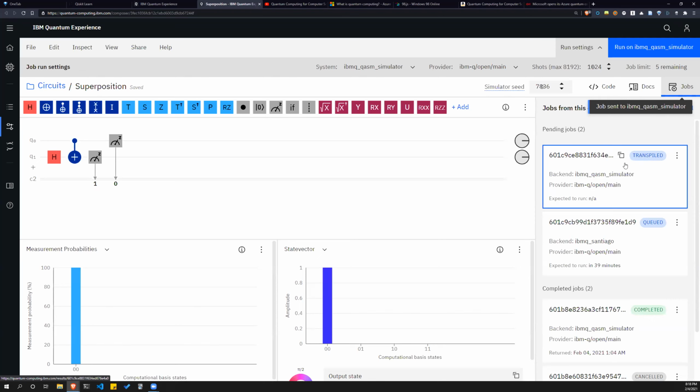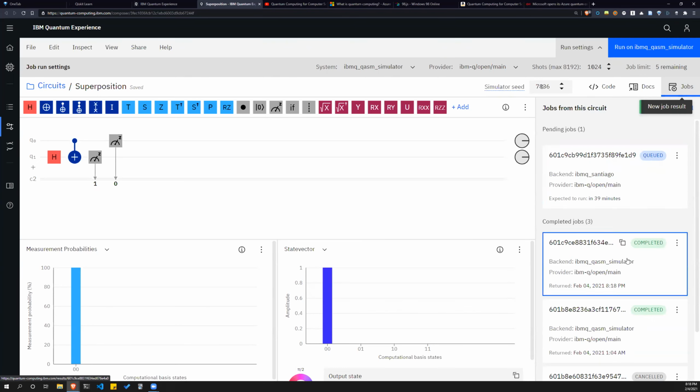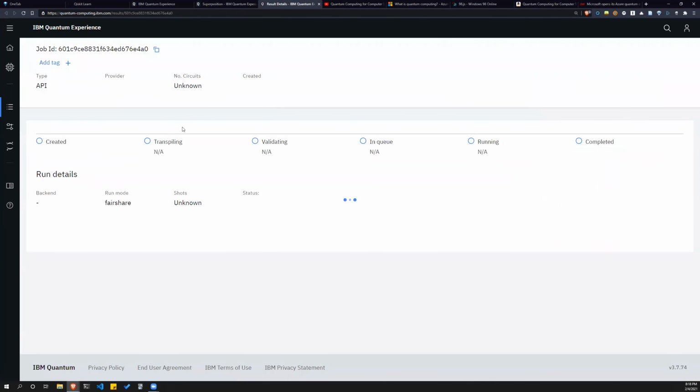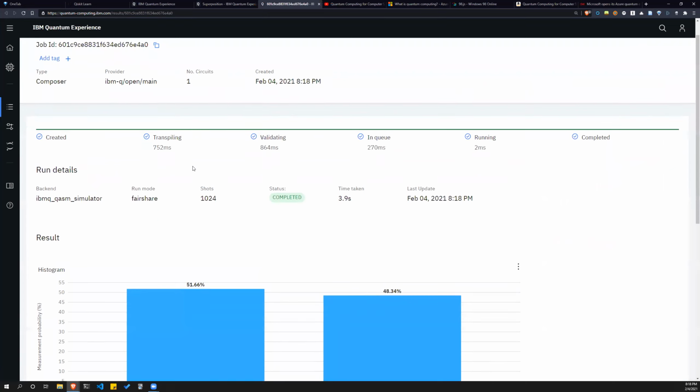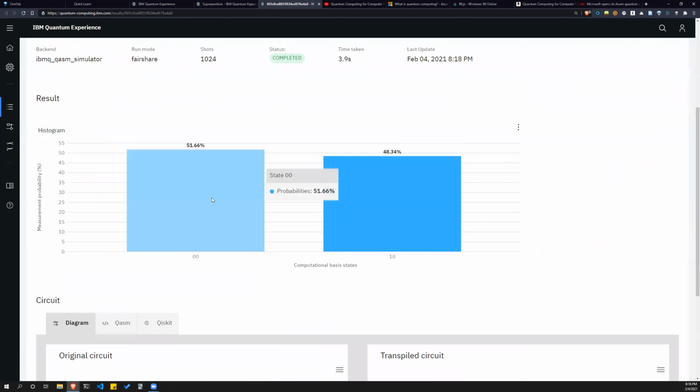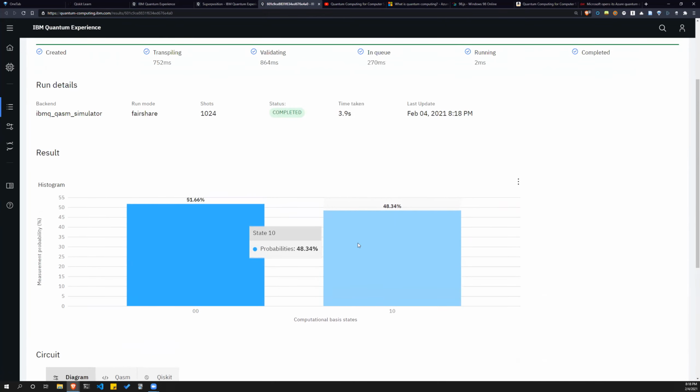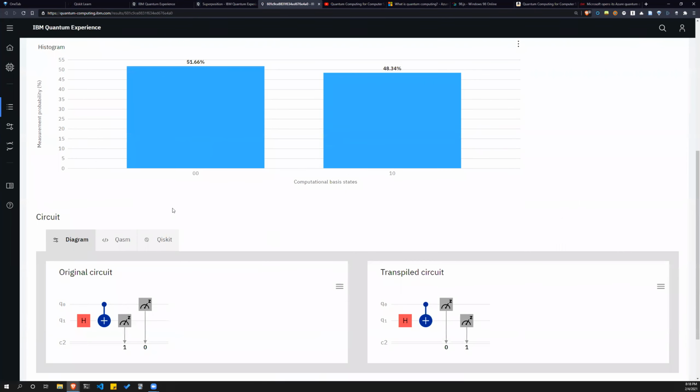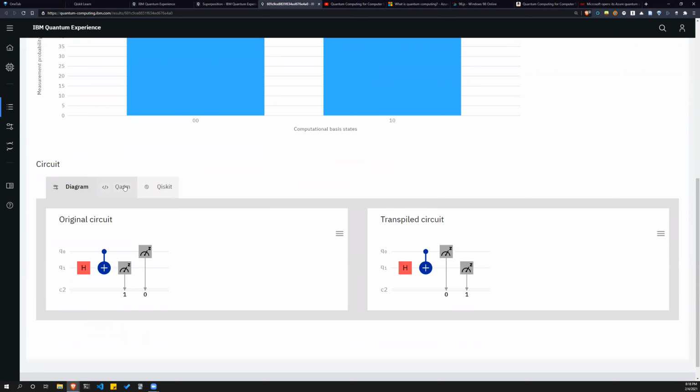So it's going to transpile our code, our quantum circuit, and it's already done. So let's go ahead and look at the results. So we see the results. It's 0, 0, and 1, 0. Uh-oh, what happened? And we're going to talk about that in a second. But before we do, we're going to just show some other stuff.